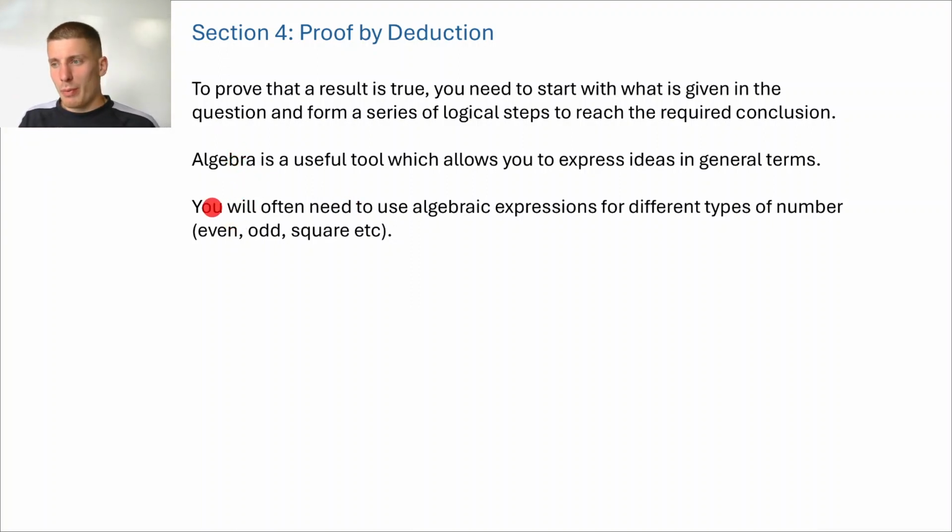This bit is really important. We need to use algebraic expressions for different types of number, because when you're proving something by deduction, you've got to use algebra to prove something for all cases. So if you're writing even numbers, odd numbers, square numbers, etc., you've got to be able to write those algebraically, because it might say something like, prove that if you times an even number with an odd number, it's always even. And you can't just go and say, well, 2 times 3 is equal to 6, 6 is even, I've proved it by deduction. That's not going to cut the mustard at AS. You've got to be able to write things algebraically to prove stuff for all cases.